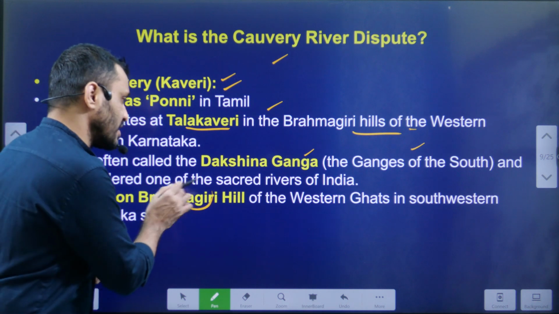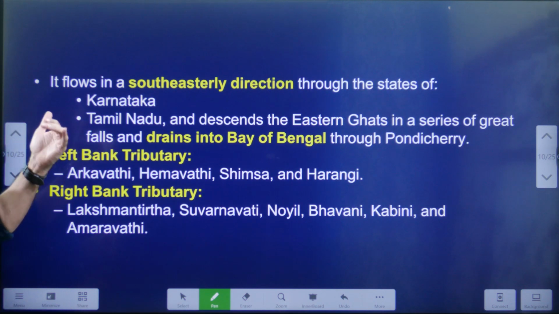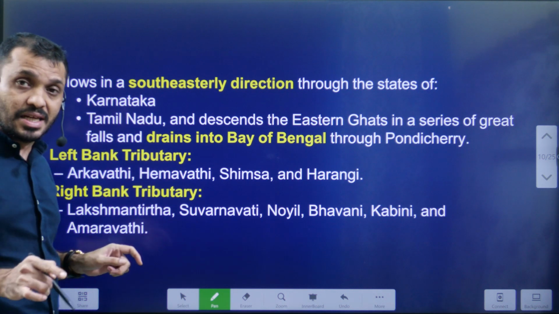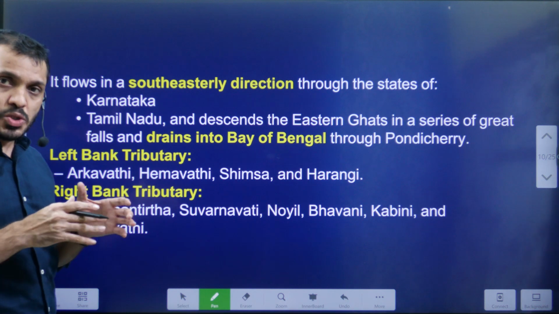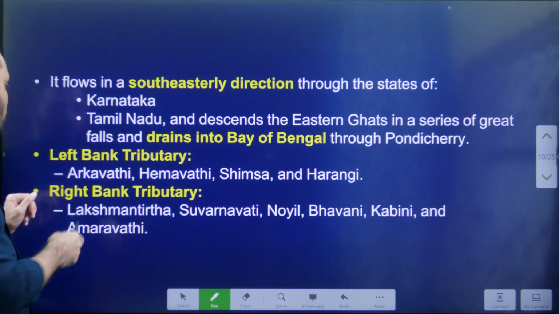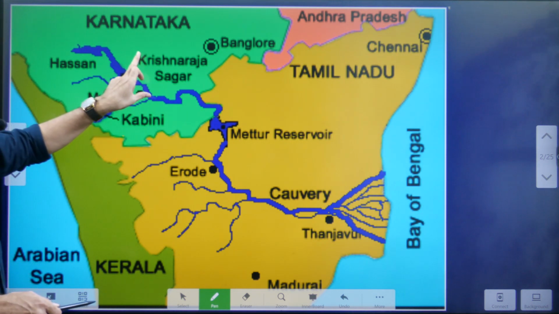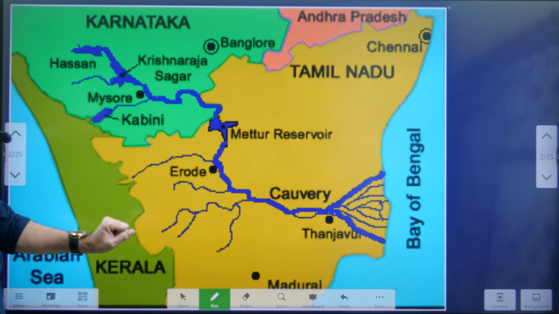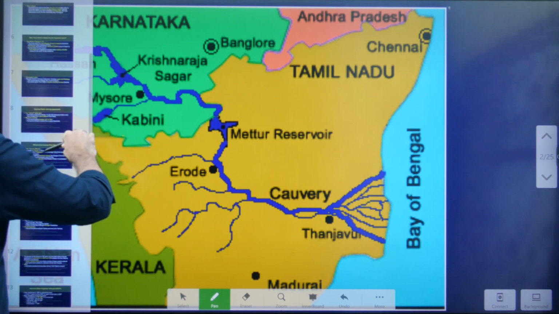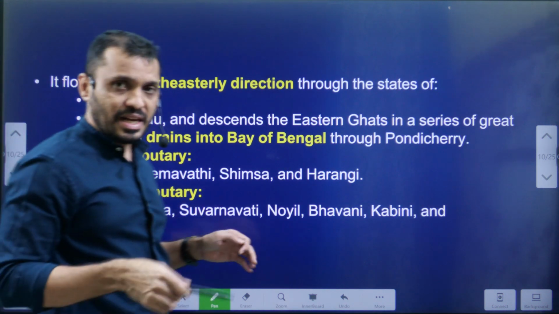And next, it rises in which hills? Like I said earlier, the Brahmagiri hills in the Western Ghats in Karnataka. Next, it flows in a southern, southeast direction. It flows through the states of Karnataka and Tamil Nadu. Even Kerala and Puducherry have some catchment area in the river Cauvery. For that, we have to look at the map of the Cauvery drainage system. If you look here, Karnataka is there, and Tamil Nadu, and Kerala is also contributing, and even Puducherry. So these are the three states and one UT which are the parties in the Cauvery dispute. But now the major dispute has been going on between Tamil Nadu and Karnataka for so many years.